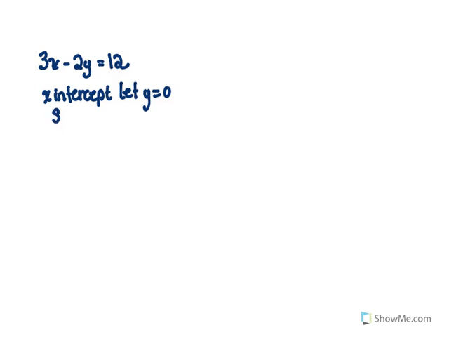So let's say we have the equation 3x minus 2y is equal to 12. So let's remember that for the x-intercept, you're going to let y equal 0 and then solve for x. So what that means is I have 3x minus 2 and the value for y is 0 equals 12. Now what happens is this just becomes 0. So 3x minus 0 equals 12.